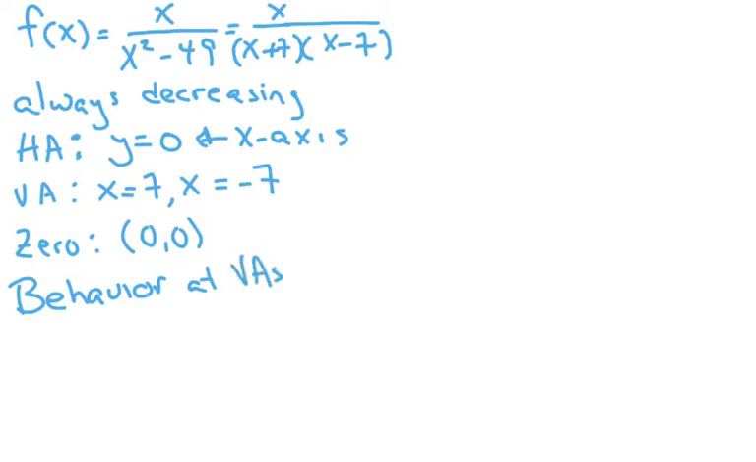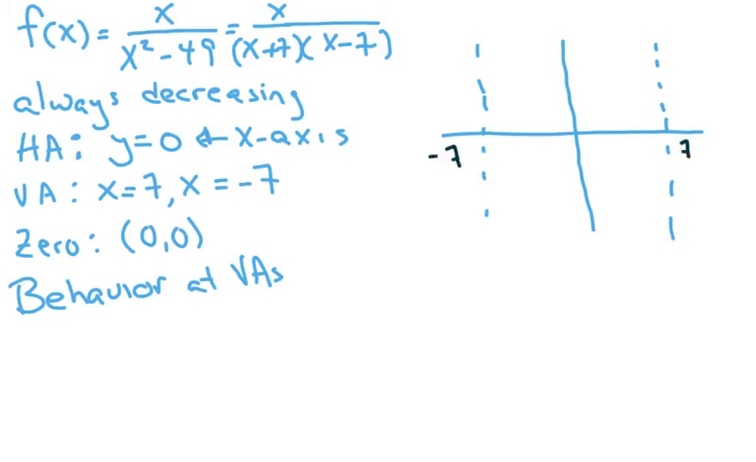So remember, to do this, I like to just draw a little picture, and this can represent my vertical asymptotes at x equals 7 and x equals -7. Now, because of symmetry, we only have to test one of the vertical asymptotes. So let's test this one. What is the limit as x approaches 7 from the left of our function?